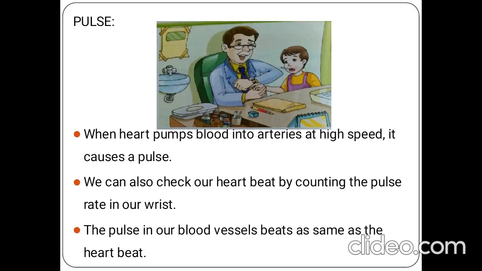What is pulse? When the heart pumps blood at high pressure into the arteries, it causes the pulse. By this we can determine the heartbeat with the help of the pulse. So in this way the heartbeat and the pulse are correlated. Okay, children, these are the topics we discussed in the previous sessions, right?